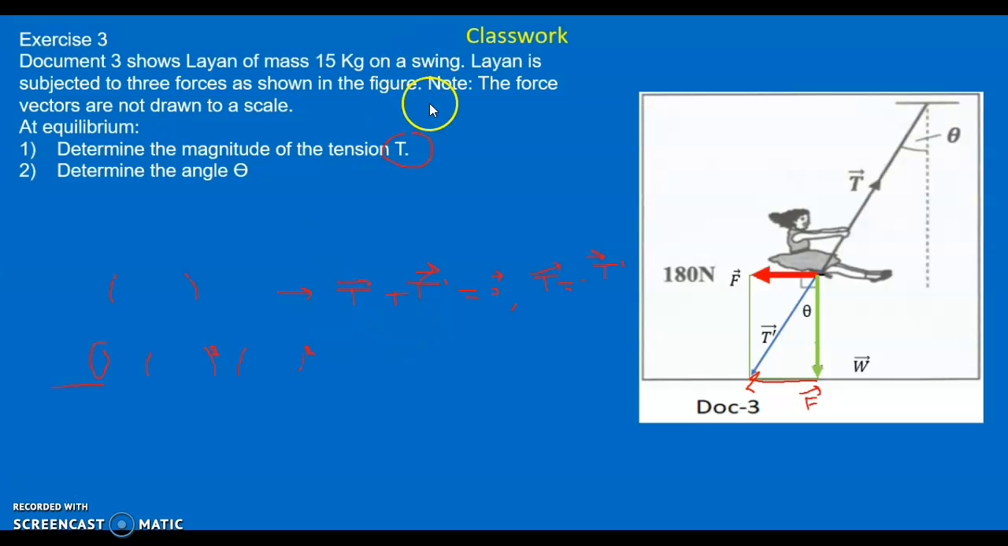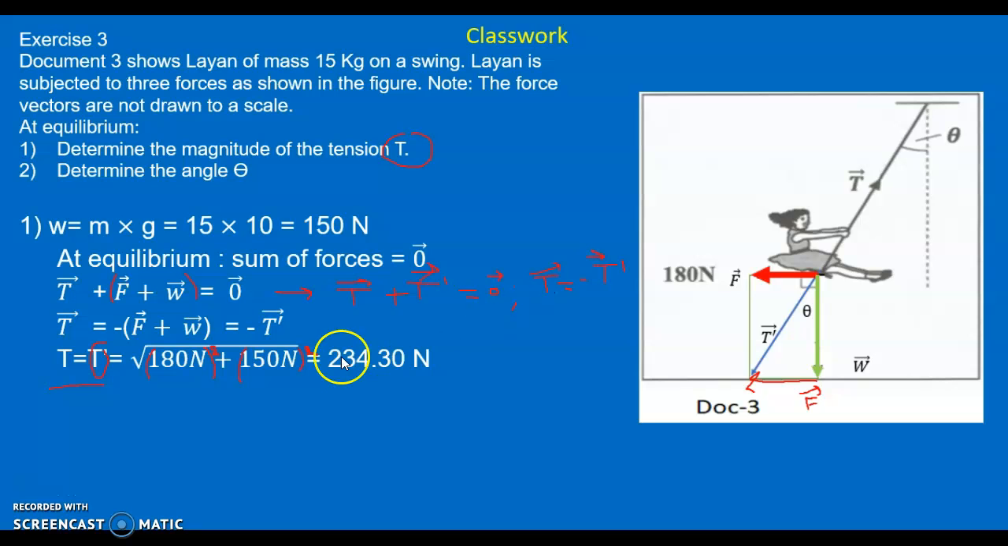So in document 3, we have a girl called Layan, of mass 15 kilograms, sitting on a swing. Layan is subjected to three forces as shown in the figure, T, F, and W. And she is said to be at equilibrium. The question is to determine the magnitude of the tension T.